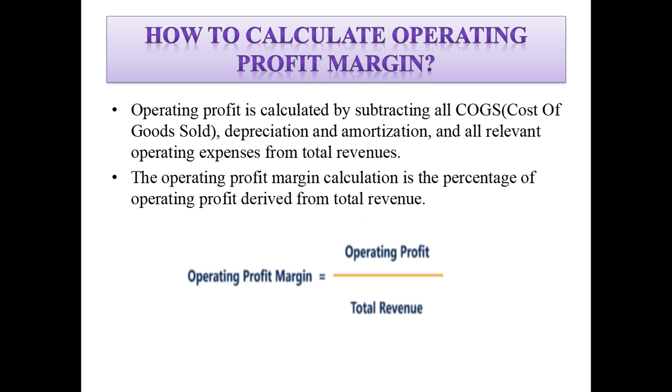So, how to calculate the operating profit margin? It can be calculated by subtracting the cost of goods sold, depreciation and amortization, and all other relevant operating expenses from the total revenues. The operating profit margin calculation is the percentage of operating profit derived from the total revenue. So, the equation will look like operating profit divided by the total revenue will give you the operating profit margin, as you can see on the screen here.